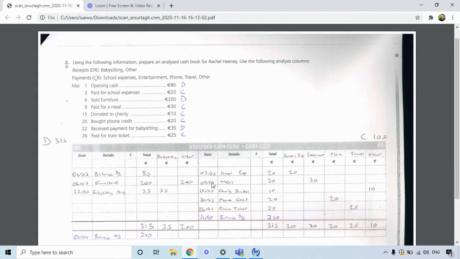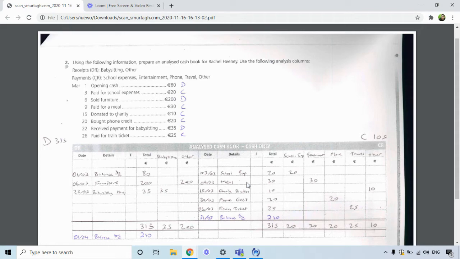Paying for a school meal on the 9th. So the meal on the 9th of the third, money going out, was €30. That category of expenditure was on entertainment. Donating to charities on the 15th of March, so 15th of the 3rd, charity donation, €10. And you go through your headings, it's not school expenses, it's not entertainment, it's not phone or travel, so that must be other. The phone credit, the €20, that's obviously for the phone, so €20 goes out and it goes to the phone.